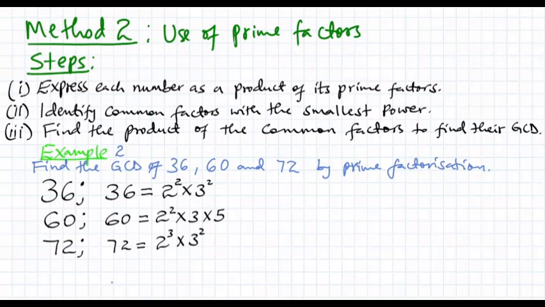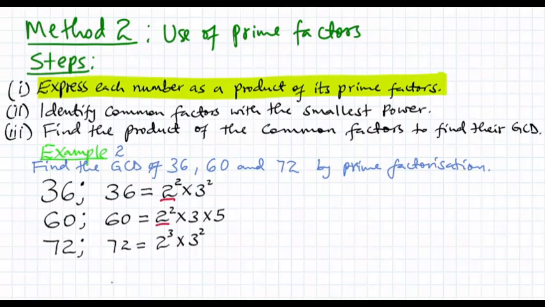Now we are done with the first step. We have expressed each number as a product of its prime factors. The second step is to identify the common factor with the smallest power. In our case, we have 2 raised to 2, and also we have 2 raised to 3.